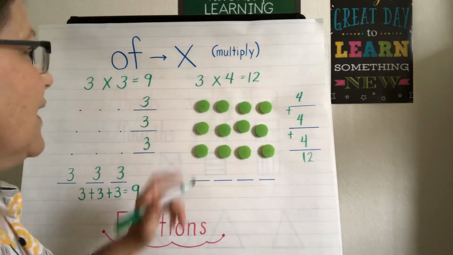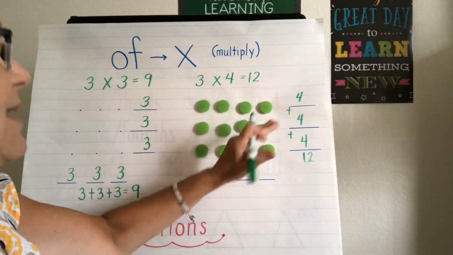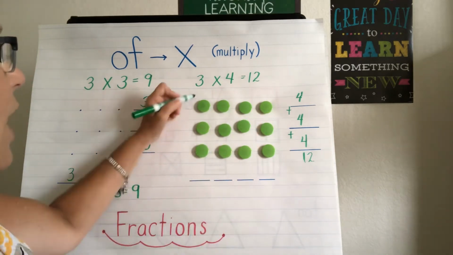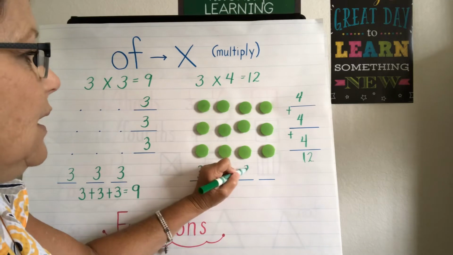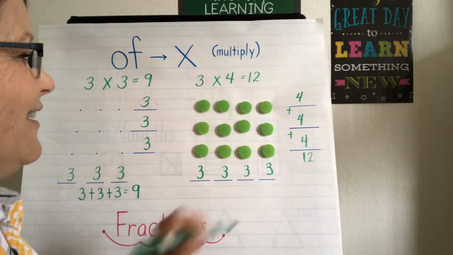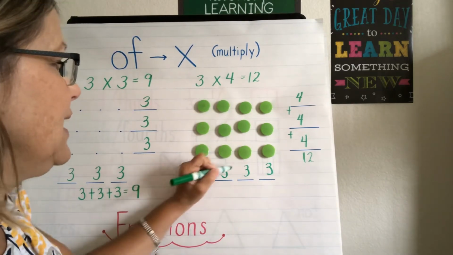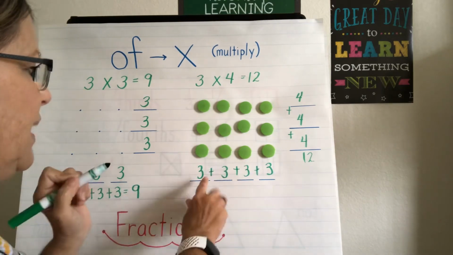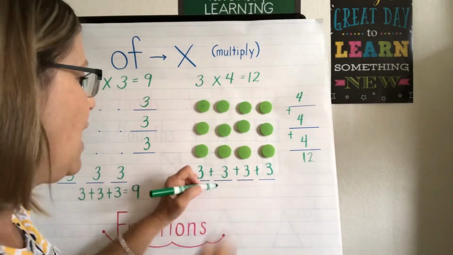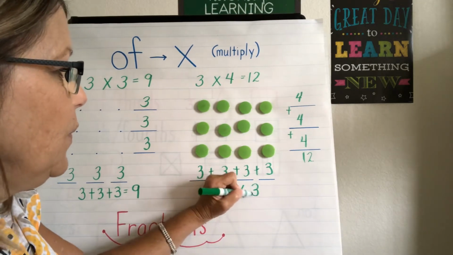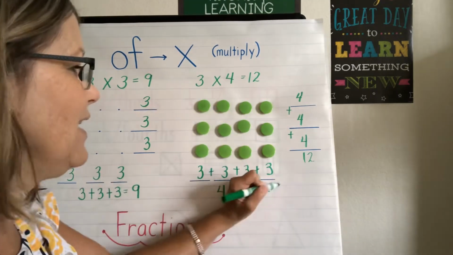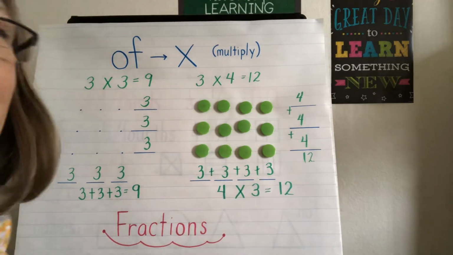And another way to look at that, let's count the columns, the number of magnets in each column. 1, 2, 3, 1, 2, 3, 1, 2, 3, 1, 2, 3. Now I can add those together. How many 3s do I have? 1, 2, 3, 4. I have 4 sets of 3. And I still have 12.